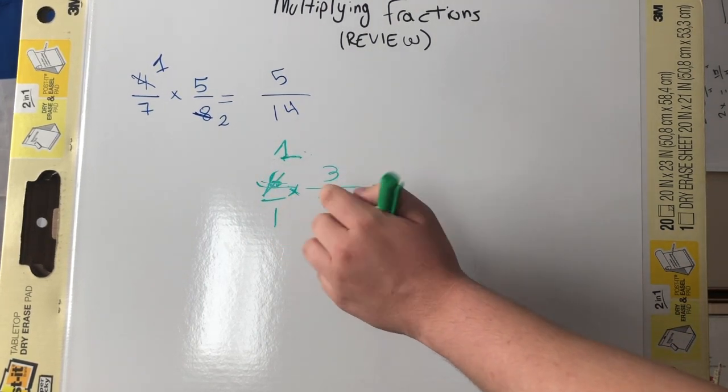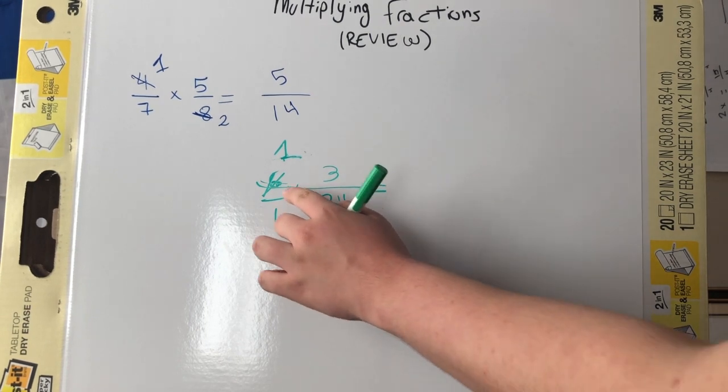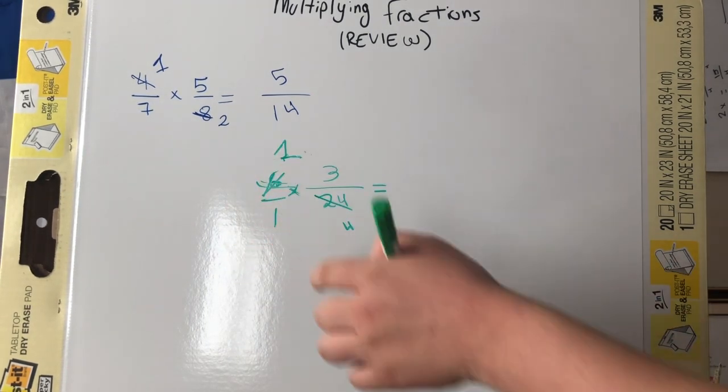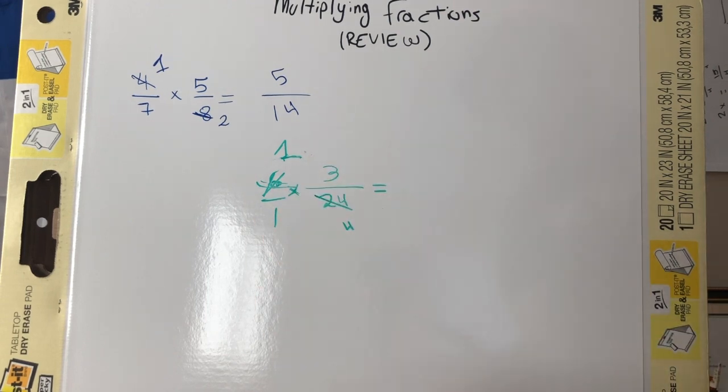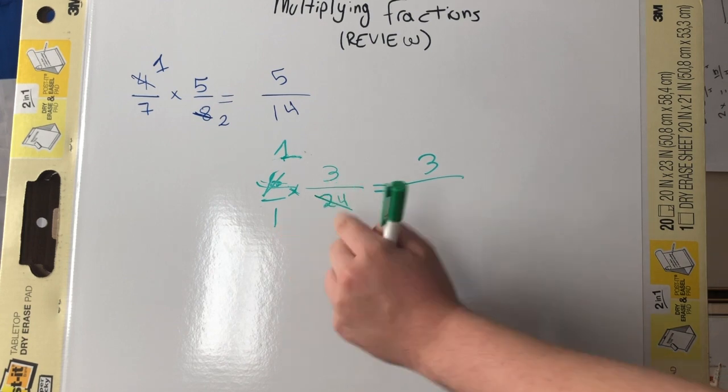And then 24 becomes a 4, because 24 divided by 4 is 6. But we cancel that off, and now that's 1. And then we do the multiplication. So we have 1 times 3 is 3 over 1 times 4, which is 4.